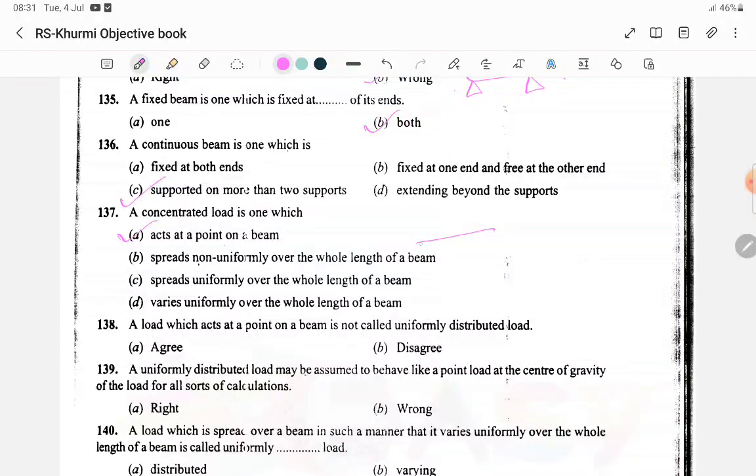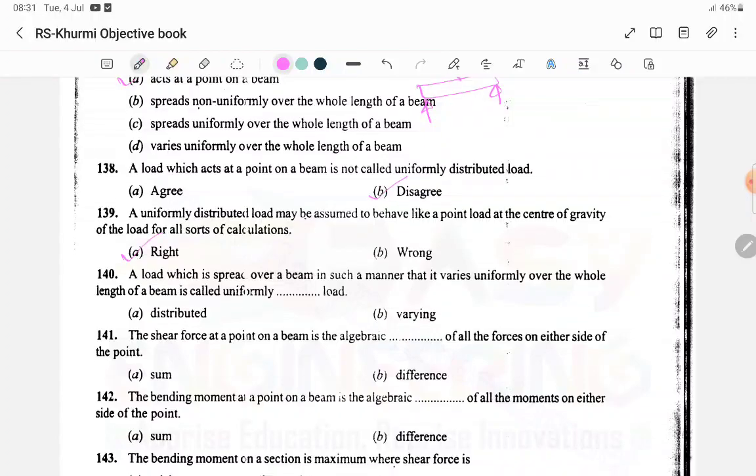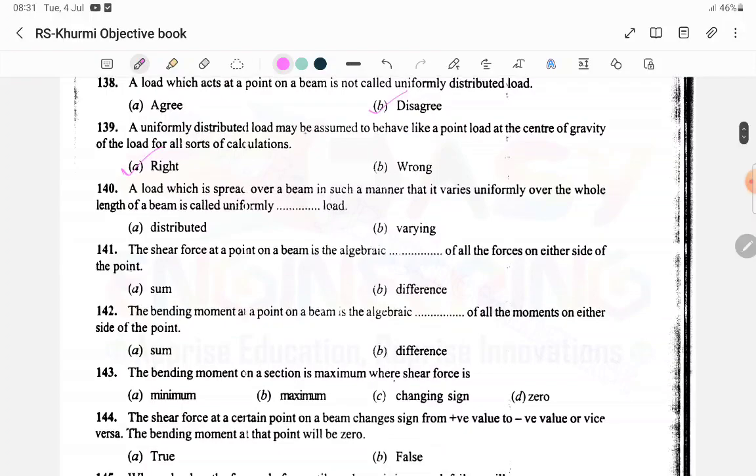So concentrated load means like this. So 137 is A. The load which acts at a point on a beam is called a concentrated load, not a uniformly distributed load. A uniformly distributed load may be assumed to behave like a point load at the center of gravity of the load for purposes of calculation. Yes, we'll do like this. The load which is spread over the beam in such a manner that it varies uniformly over the whole length of the beam is called a uniformly distributed load.